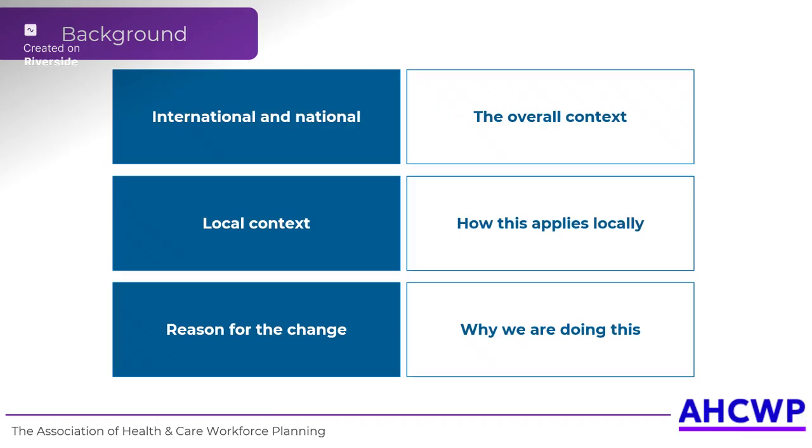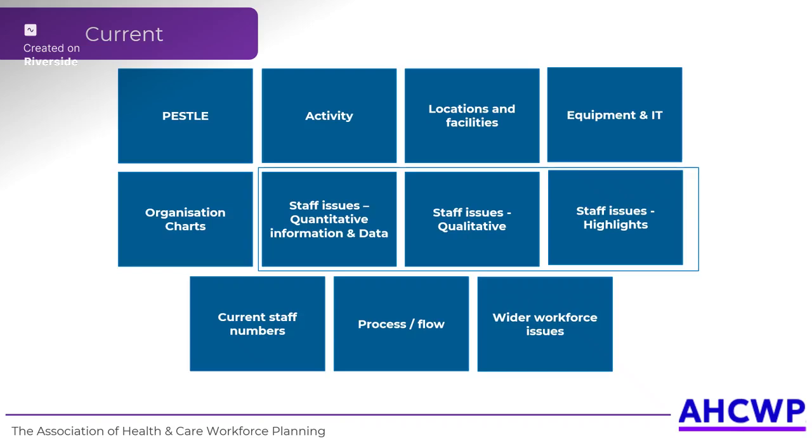The current state can include all sorts of things, really. It can include PEST or PESTLE analysis: political, economic, social, technological, legal, and environmental. All of those are different areas. So looking at the background to any of this, the current situation in terms of all of those different aspects. It can include information on activity that's going on, so the growth in activity, the changes in activity. It can look at the locations and the facilities that staff work in at the moment, or where staff deliver care from if it's relevant. It can include the equipment and the IT that they use, the list of systems or the list of equipment, if it's relevant.